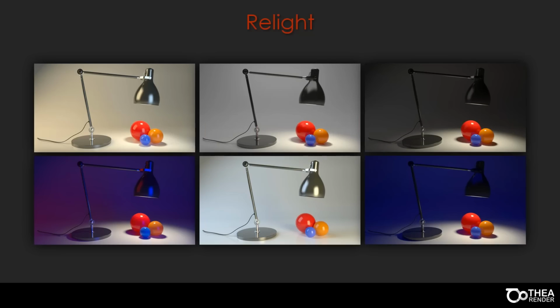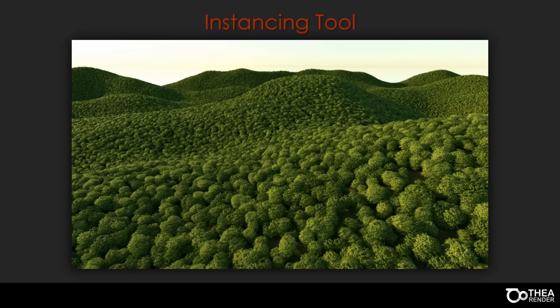The next feature is instancing. It's a tool for scattering proxies on surfaces with advanced settings for randomizations like density, proxies scaling, and map-based scattering.